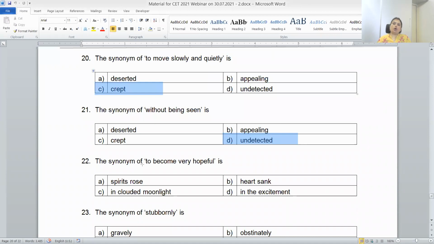Children, the synonym of to become very hopeful. Honestly, this is not so much a synonym, children. Isn't it more like your word meaning? But many of these questions, children, you will see in your own CET book. So obviously, we will have to prepare according to that book. So the synonym of to become very hopeful is option A, spirits rose.